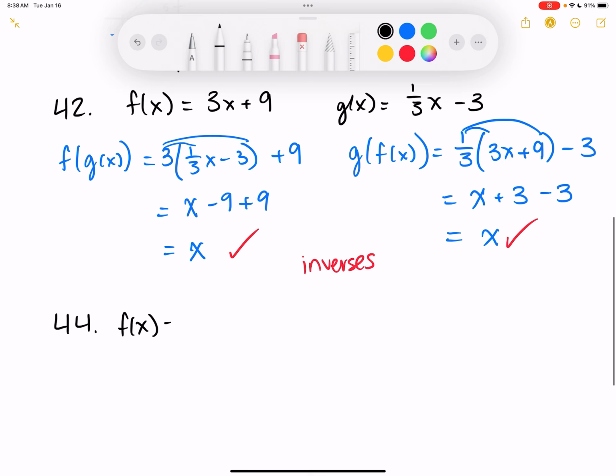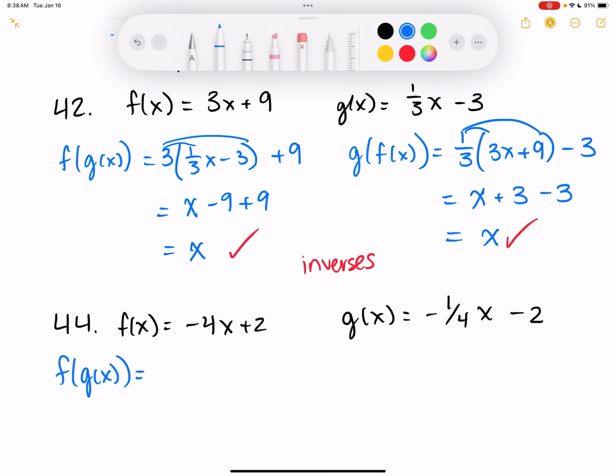F of x is equal to -4x plus 2. G of x is equal to -1/4 x minus 2. So f of g of x. We've got -4 times function g of x going in, so -1/4 x minus 2, plus 2.